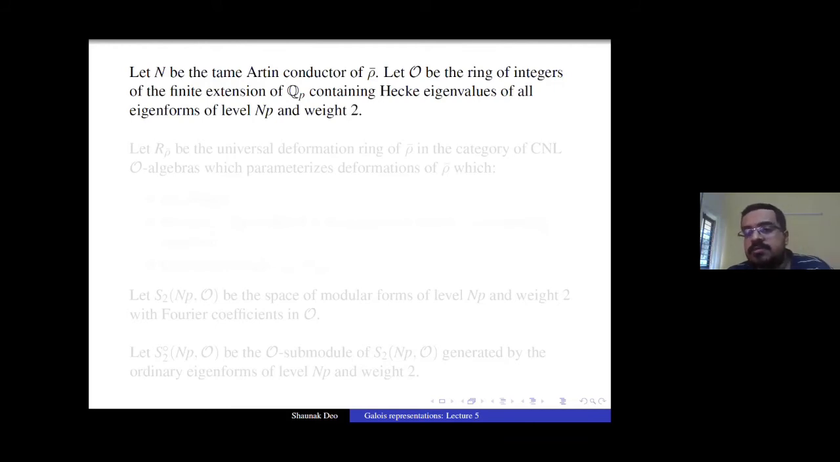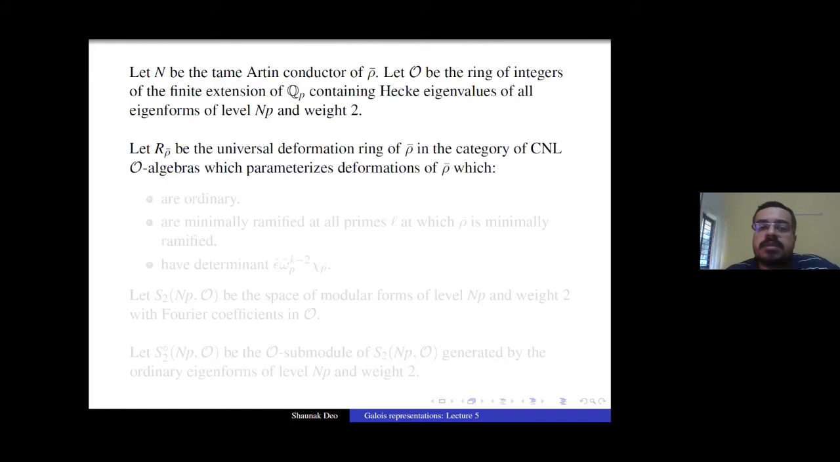So we are doing this so that we can define the deformation ring and Hecke algebra that we want to compare. We first let R_rho-bar be the universal deformation ring of rho-bar in the category of CNL O-algebras. So we are taking this O rather than W(F) usually. Everything is set up in the same way. It's just that instead of taking power series over W(F), we take quotients of power series over O.